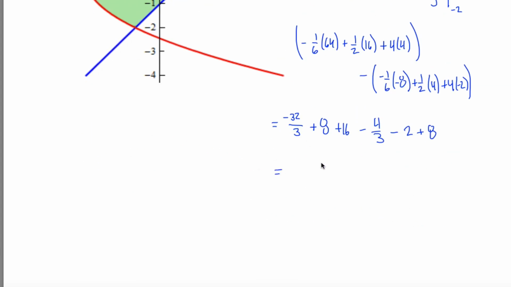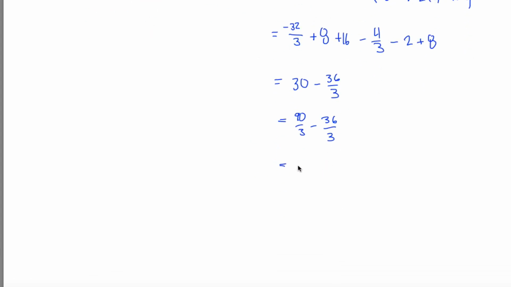And so what do I end up with here? 8 and 16 is 24, and 8 more is 32. Minus 2 gives me 30. And if I combine the thirds, I got -32 thirds minus 4 more, so I have minus 36 thirds. So I got 90 thirds minus 36 thirds. I have, what, 54 thirds? Hey, that's kind of convenient, because 54 thirds is 18.